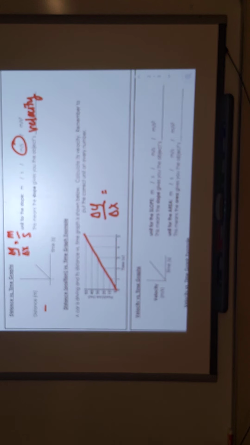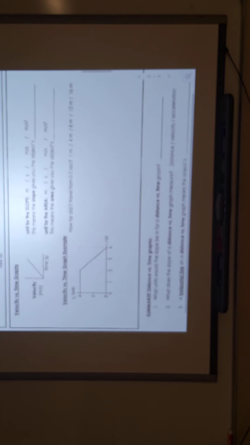So the change in y, it gets to 50, it starts at 0, divided by the change in x, it gets to 5 and it starts from 0. So I have 50 divided by 5, which is 10. And then because it is meters over seconds, that is the unit that we'll put behind it.